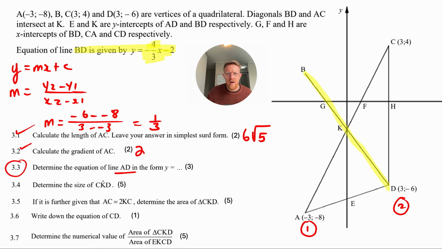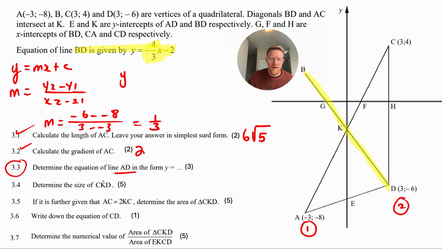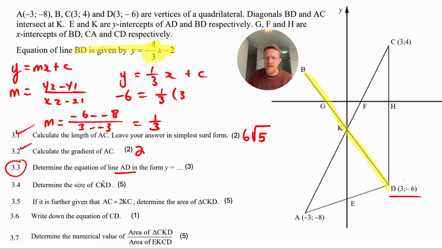Okay, so now we have the gradient, so y equals a third x plus c. To find c, plug in a point on that line, so you can plug in this point or this point. I'm going to plug in this one, so minus 6 goes in the place of y, 3 goes in the place of x, and if you solve this, you should eventually end up with negative 7. So the final answer for that one would be y equals a third x minus 7.